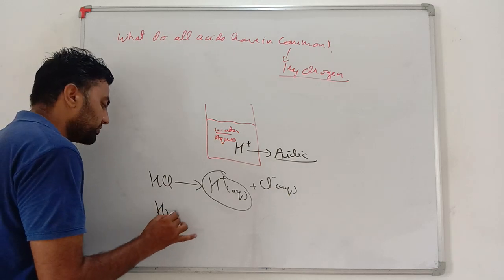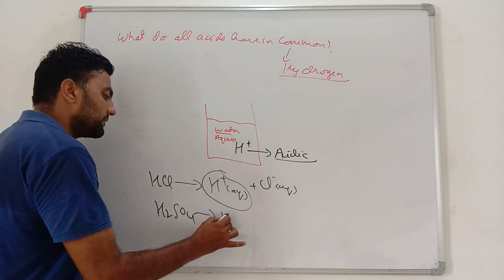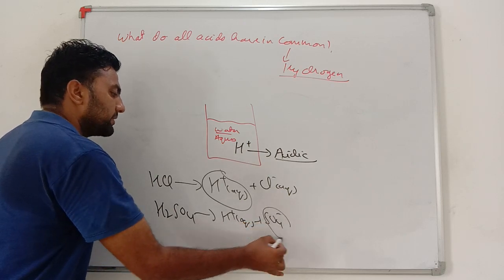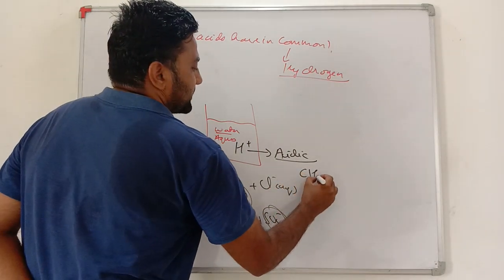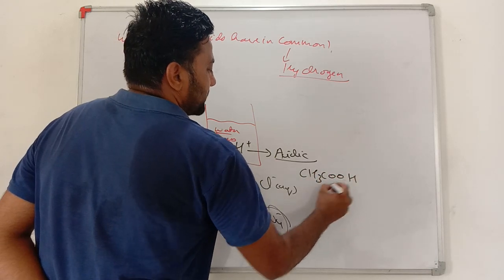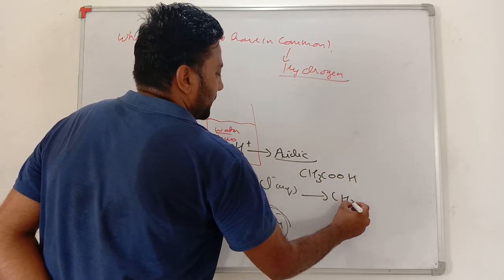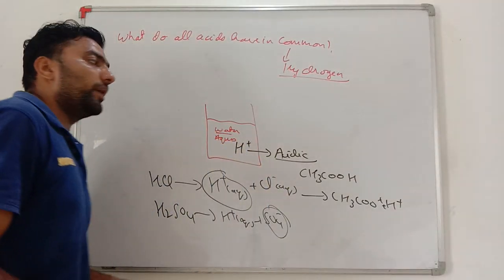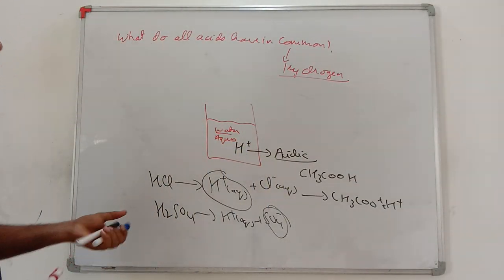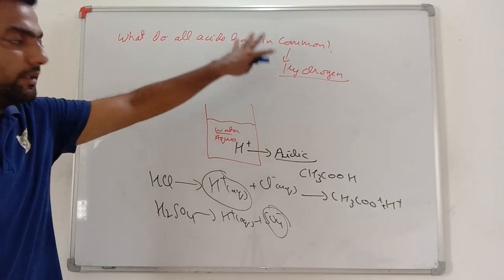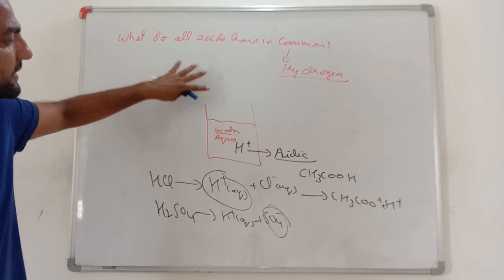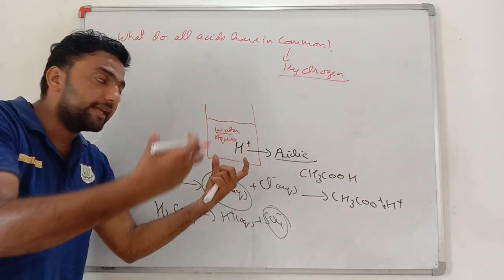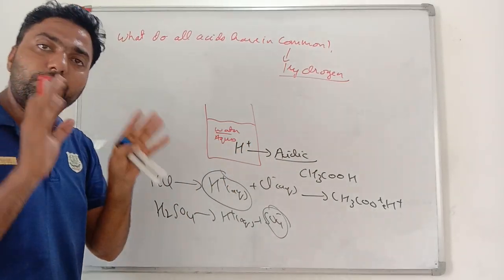Let's take the example of H2SO4. It gives H plus and SO4 minus. Acetic acid, CH3COOH, gives CH3COO minus plus H plus. So very important, all the acids contain hydrogen. This hydrogen, when the acid is in water or in aqueous form, acts as H plus and it is a free ion.